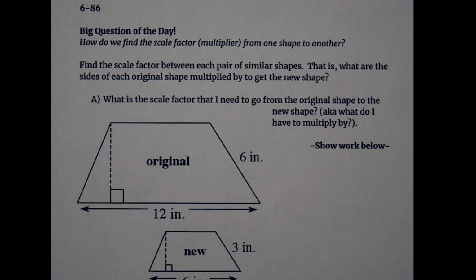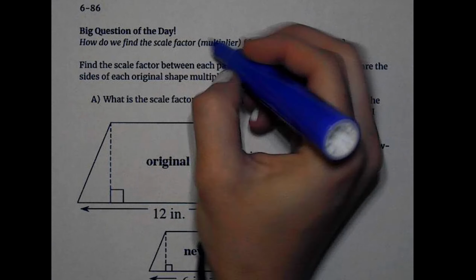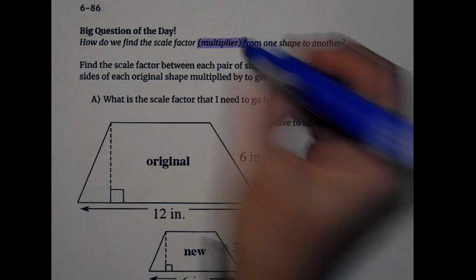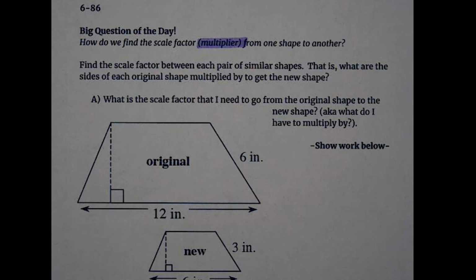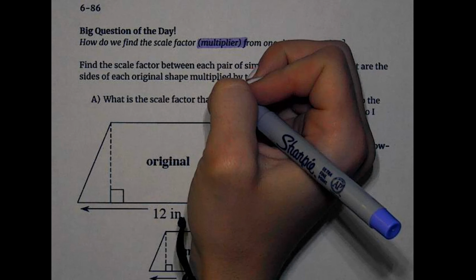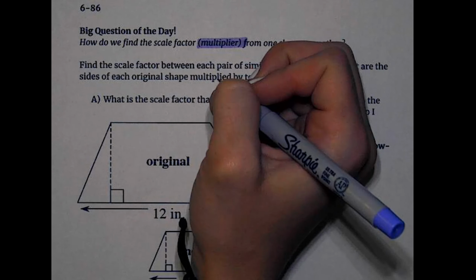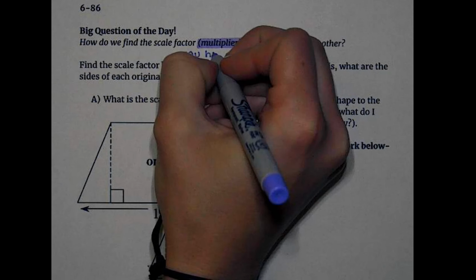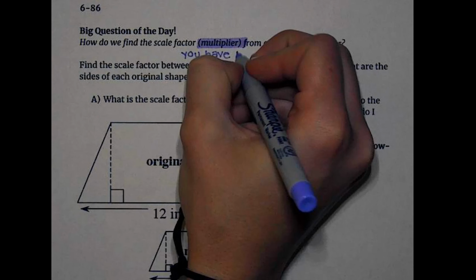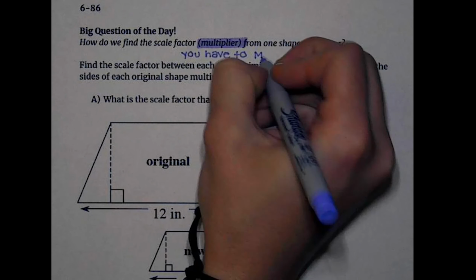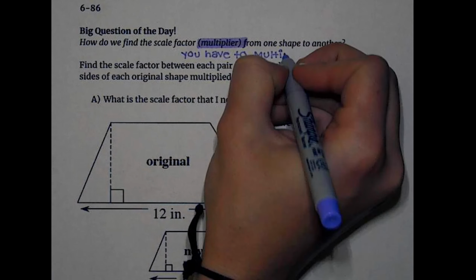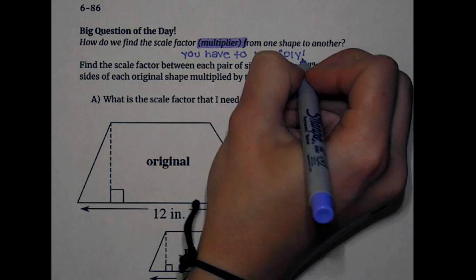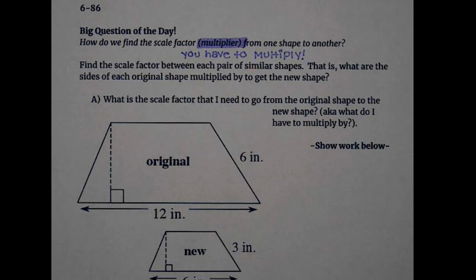Our big question of the day is, how do we find the scale factor, or what we call the multiplier, from one shape to another? And I highlighted multiplier because it's important that we remember when we're finding scale factor, you are not dividing, you are not adding or subtracting. You have to multiply. Okay, that's very important. I want you to remember that.